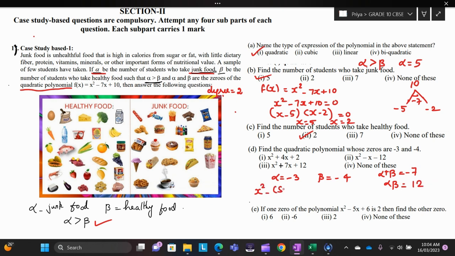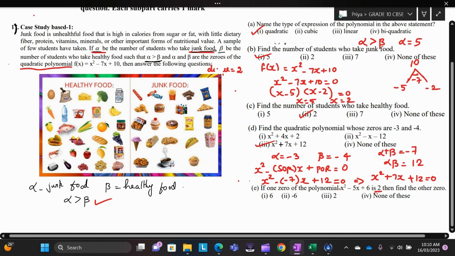So now I am going to use my equation. x square minus sum of the roots into x plus product of the roots is equal to 0. Which means x square minus of minus 7x plus 12 equal to 0, which implies the equation is x square plus 7x plus 12 equal to 0. So which is option 3.